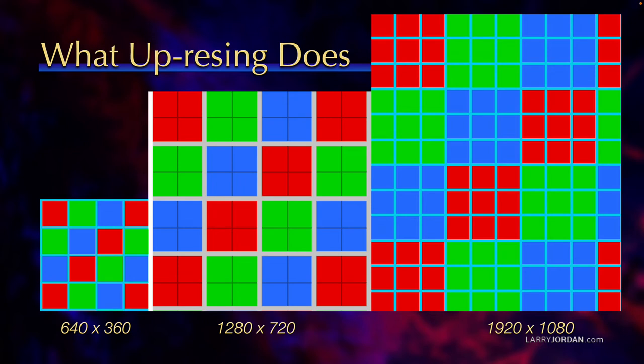If I go up to 1920 by 1080, rather than a block of 4, it's a block of 9 pixels, because 1920 by 1080 is 3 times the size of 640 by 360. All I'm doing is taking the data from that 1 pixel, then spreading it into 4, or spreading it into 9 pixels, which, as you can imagine, automatically makes the picture softer.